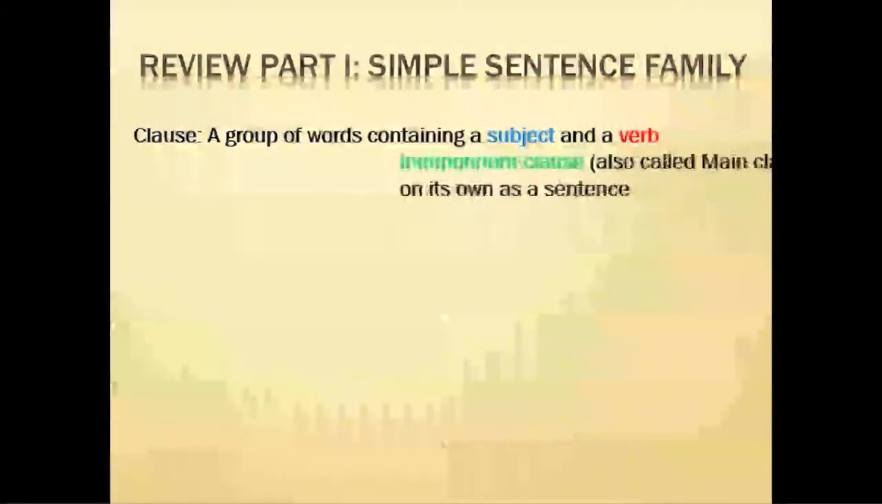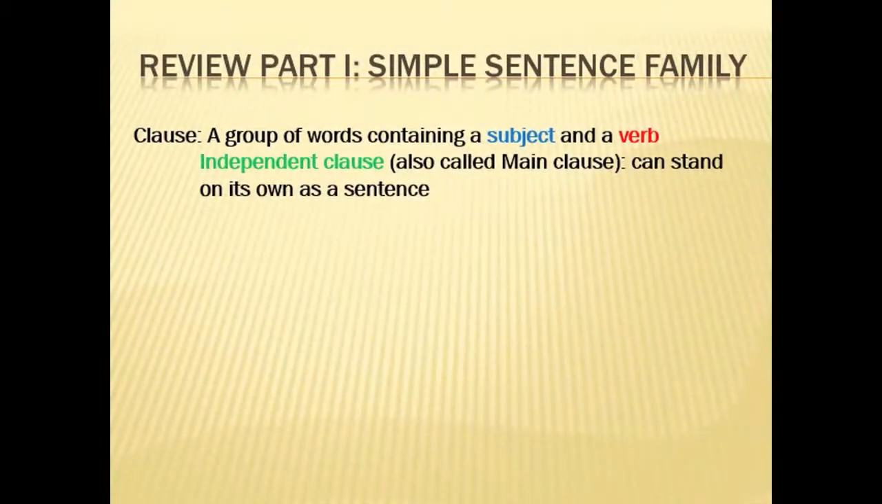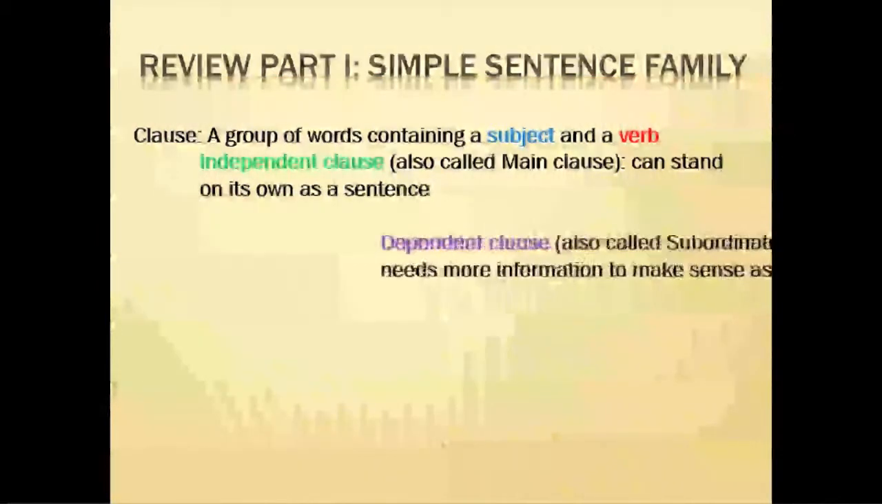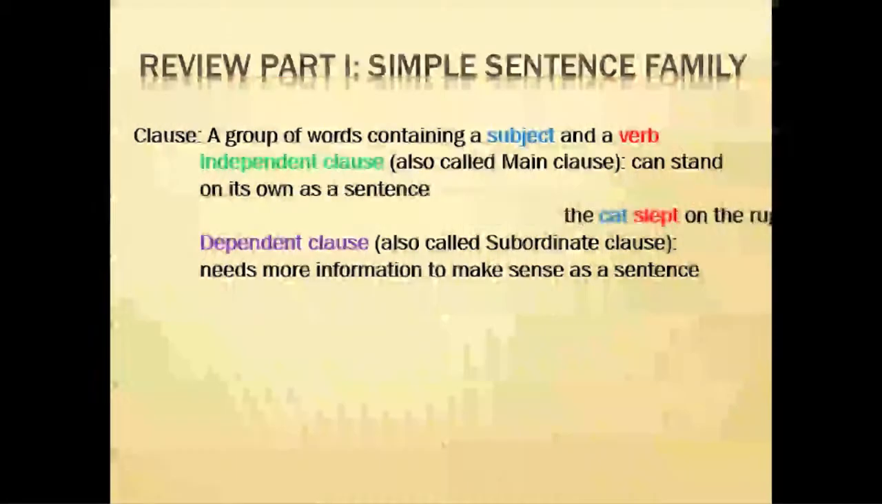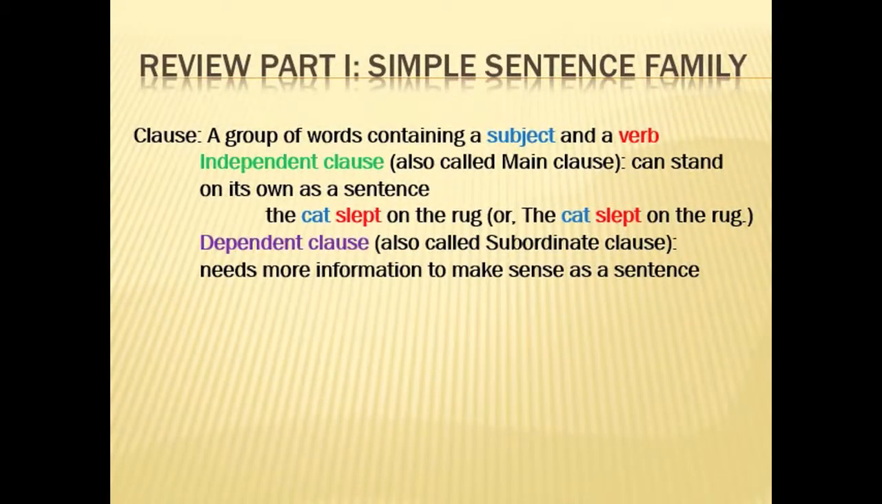In addition, we learned that there are two types of clauses: an independent clause, also called a main clause, which can stand on its own as a sentence. Further are dependent clauses. A dependent clause, which is also called a subordinate clause, needs more information to make sense as a sentence. In fact, the main thing it needs is an independent clause to stand with it.